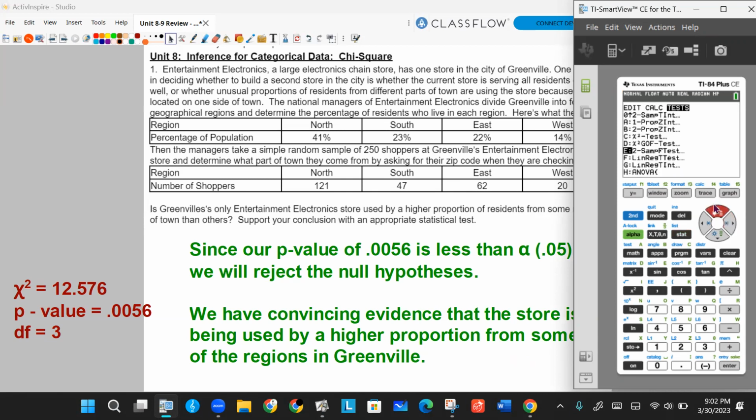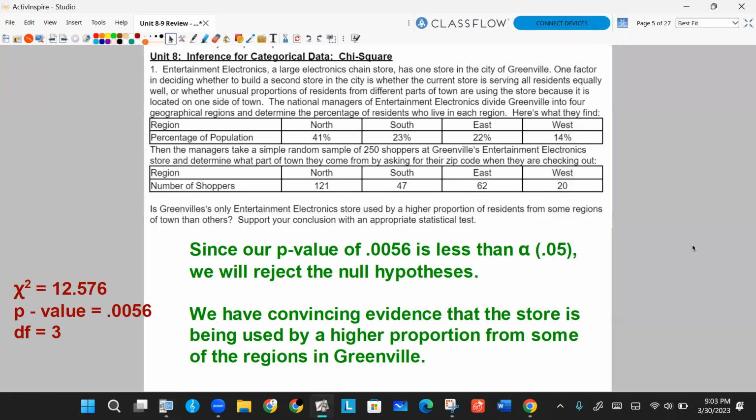I lost my contributions, so I'll calculate those one more time so you can see those. Yeah, so that's the next biggest one, that 3.33. The one that's negatively the most, or furthest away, is going to be the West. And that wraps up question 1.